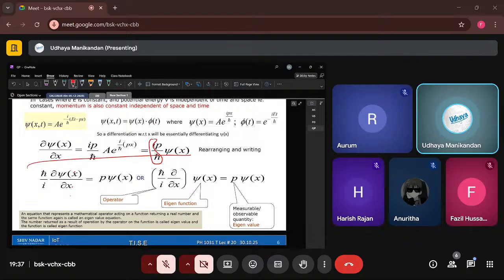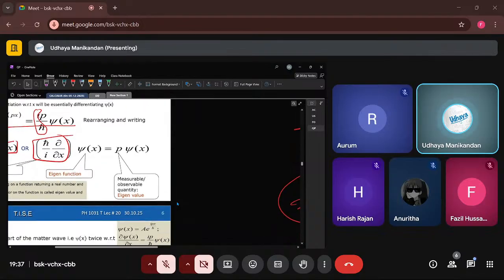Now ħ/i into ∂/∂x is talking about an operator. Understand, ψ is repeating on both sides. Here also ψ is there, here also ψ is there. So ψ is going to be the vector I talked about, and this is the operator: you're operating ħ/i into ∂/∂x. ψ is going to be the vector and p is going to be the eigenvalue. So you call ψ the eigenfunction, or eigenvector, and p the eigenvalue.